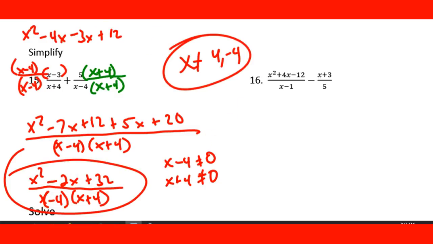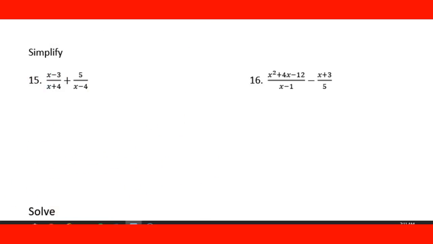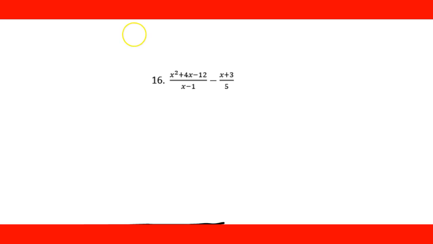All right. Now, let's look at number 16. I'm going to clear this out real quick. All right. So for this problem here, again, we need to get common denominators. So over here, we need to multiply by 5. So we'll do it at the bottom, and we're going to do it at the top. And over here, we're going to multiply by x minus 1, so we can have the same denominators.